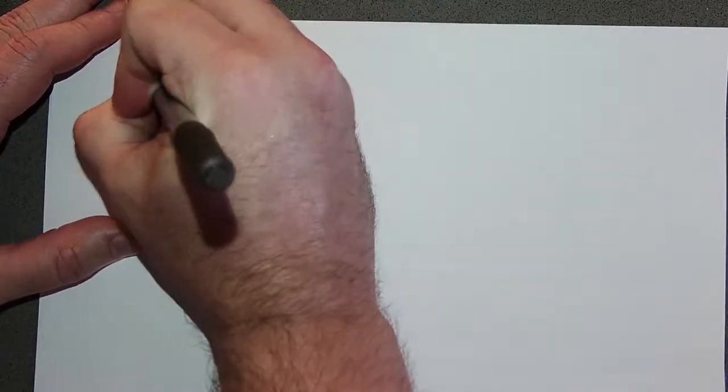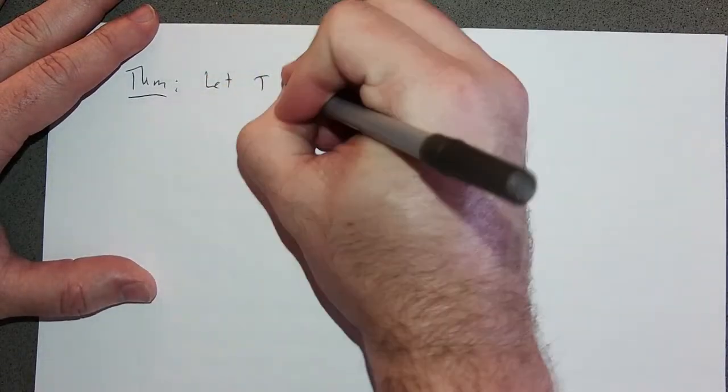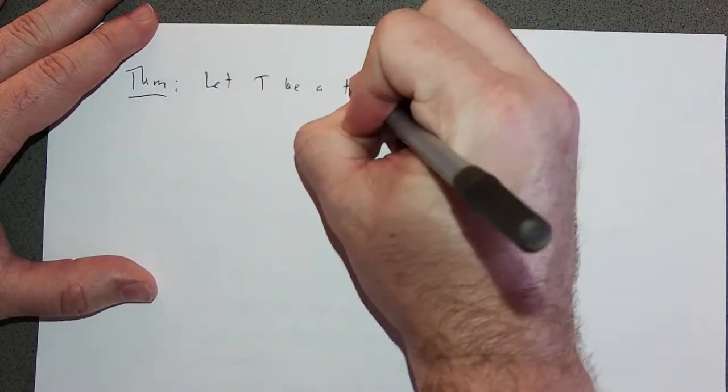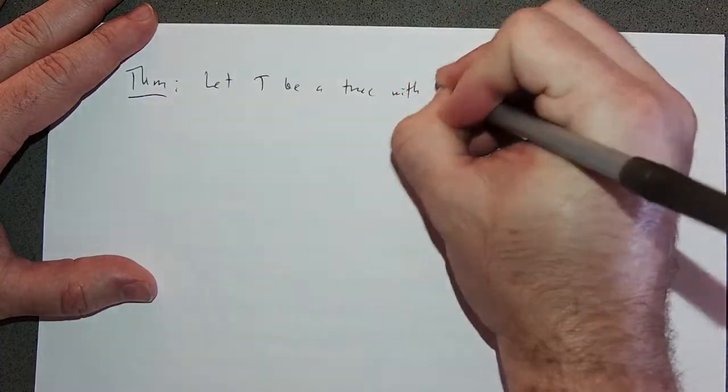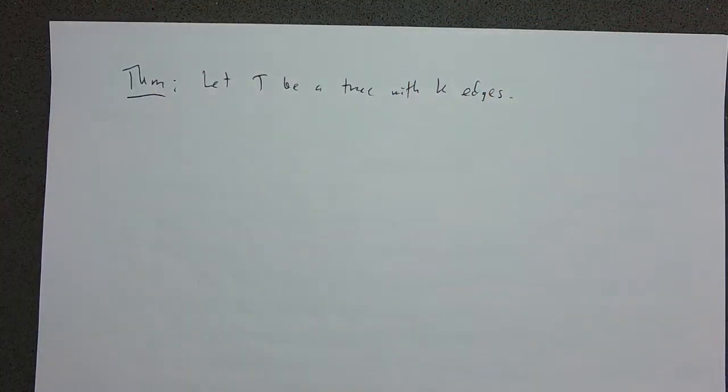Okay, one more theorem. I'm not going to prove this one. I'm just going to tell you where the proof is. So, the following theorem: let T be a tree with K edges. Of course, if we know the order of T, then we know exactly how many edges it has. But let's say T is a tree with K edges.